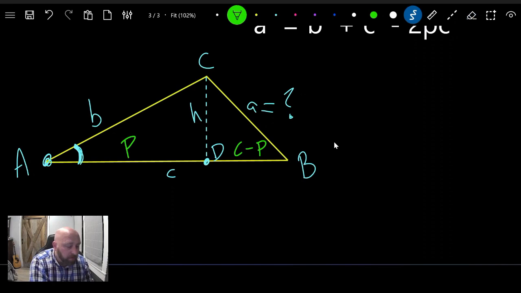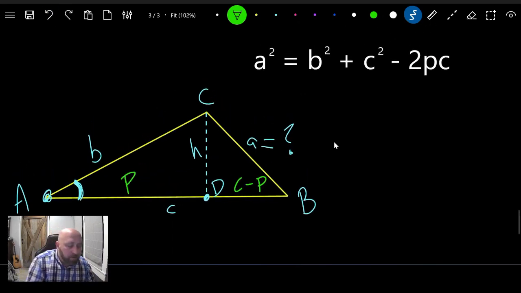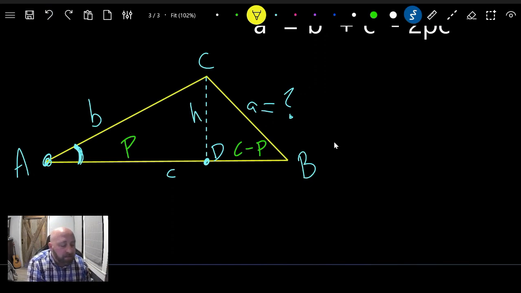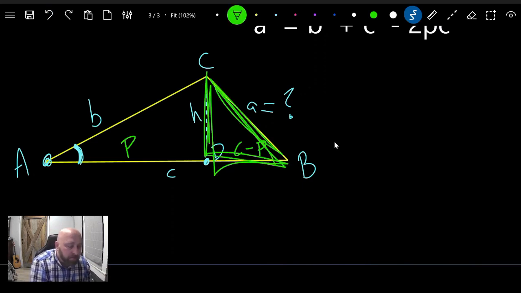So if we look around this, this is B, right? This is P. This is H. This is C minus P. All right, this is A, so we know what all of our pieces are, so that's good. So now what we can do is start plugging into the Pythagorean theorem. Why? Because this triangle over here is going to give us a squared plus b squared equals c squared. Also, this triangle over here is going to give us that same thing.